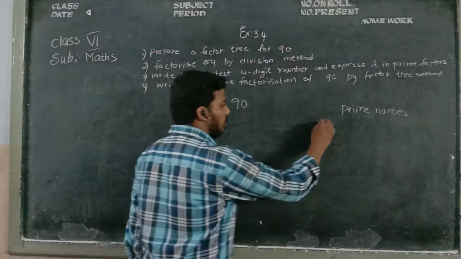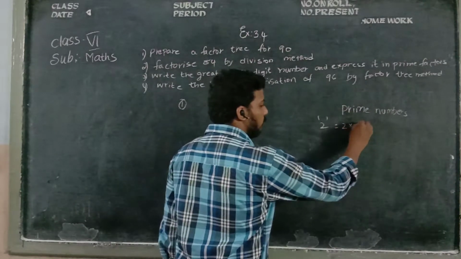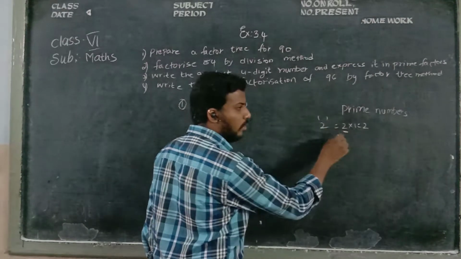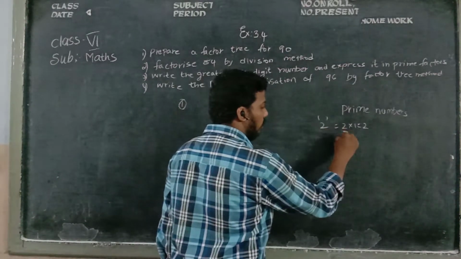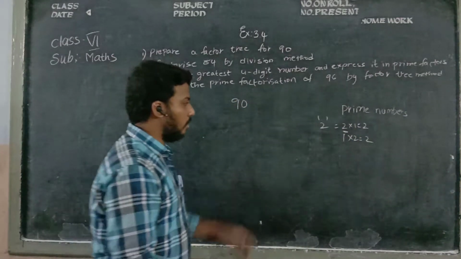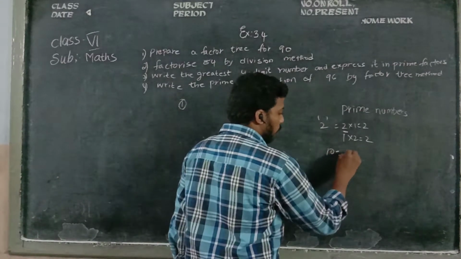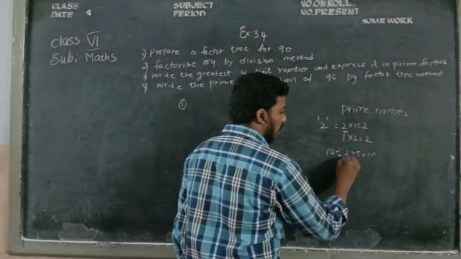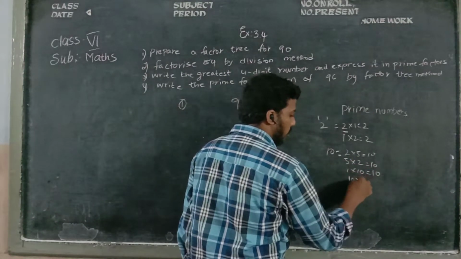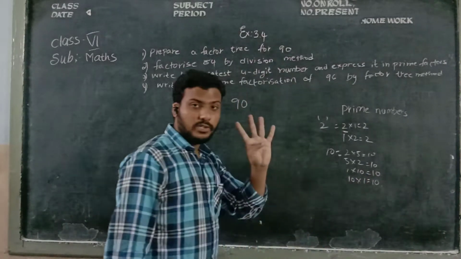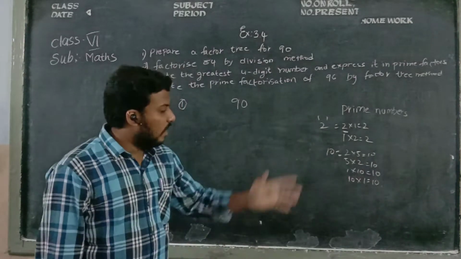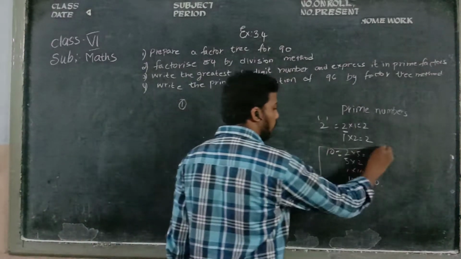Suppose you take 2: 1 into 2 is 2. A number which is divisible by 1 and itself, no? 2 divides by 2 one time, and 1 into 2 is 2. There are no other factors for 2. But coming to 10, 2 5s are 10, 5 2s are 10, 1 10s are 10, 10 1s are 10. It has 4 factors. If a number has more than 2 factors, then it is a composite number. So 10 is a composite number.